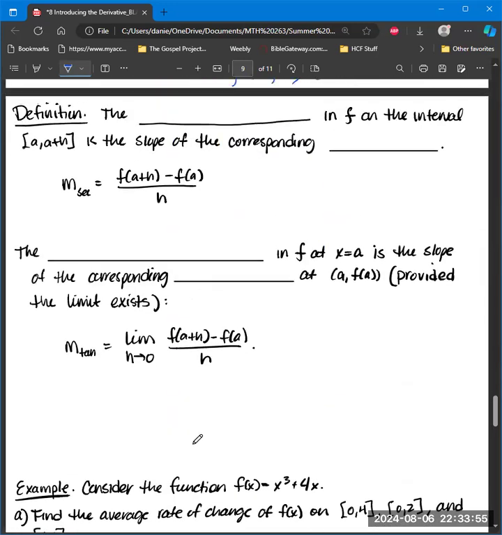All right, the average rate of change. That's something we talked about in pre-calculus. The average rate of change in f on the interval a to a plus h, or a to b, is the slope of the corresponding secant line.